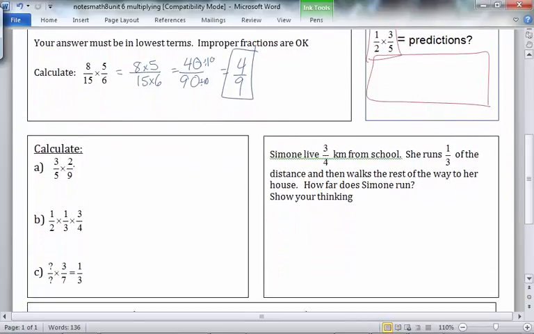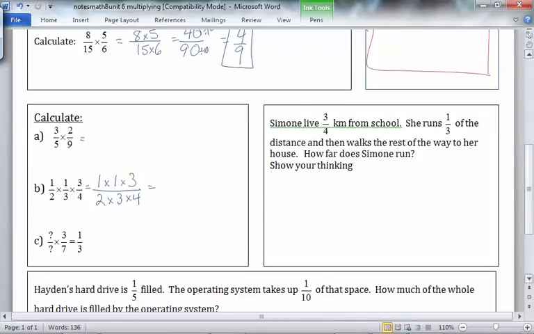So let's take a look down here. Why don't you draw the first one on your own? Multiply the numerators, multiply the denominators. When you're doing B, it's really similar. It's just you've got 3 numbers to multiply on the top and 3 numbers to multiply on the bottom. See what you get. And C is a little bit of a challenge question.